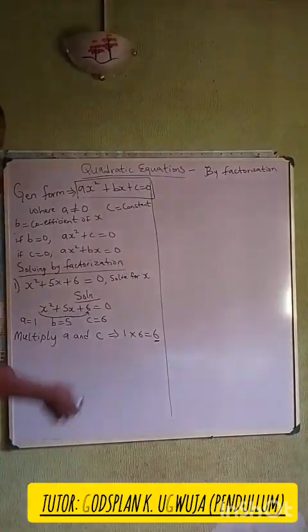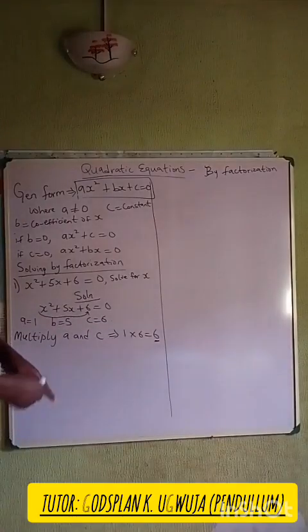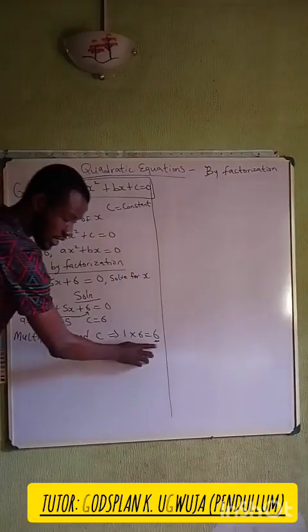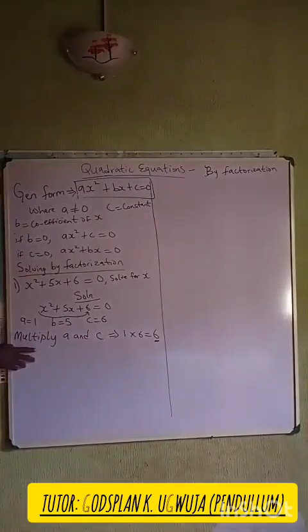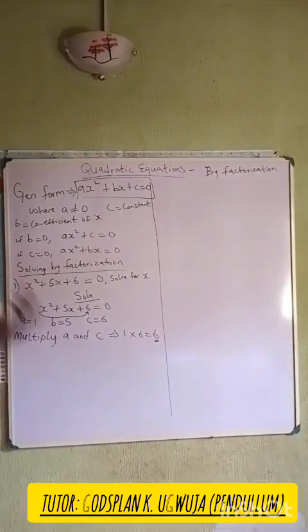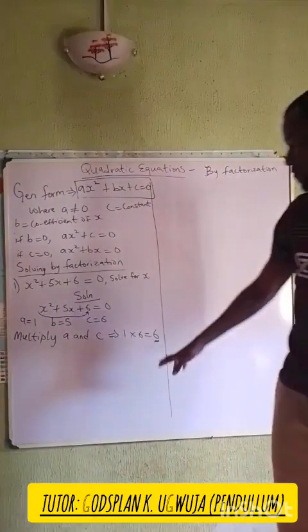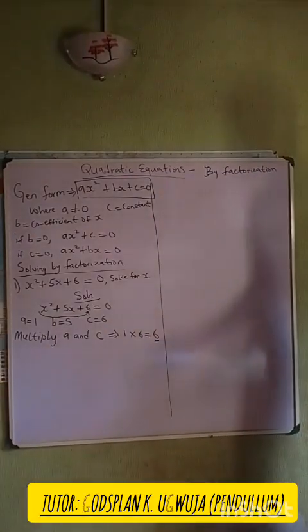We're going to look for factors of 6 that when we add, we get 5. We look for factors of this answer we got here, this product of a and c. Now, you may ask, what are factors? Factors are 2 numbers that can divide a particular number without a remainder.